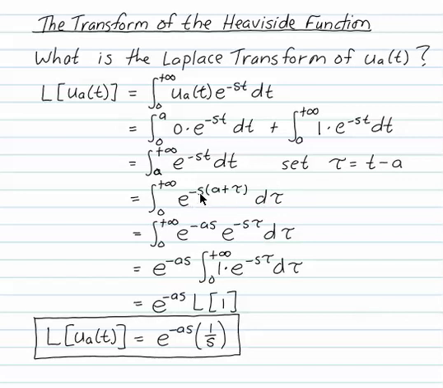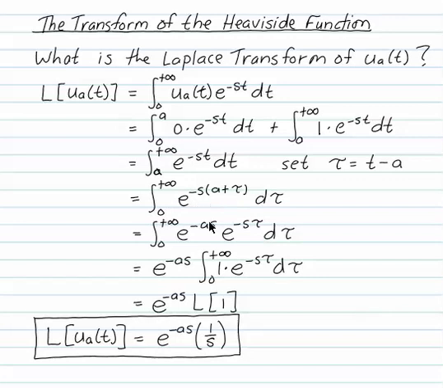e to the minus s times a plus tau. And differentiating, d tau dt is 1. So d tau is equal to dt. I have e to the minus s times a plus tau d tau. But the new limits: when t is a, tau is 0. When t is infinity, tau is still infinity. Now I have the integral from 0 to infinity of e to the minus s times a plus tau d tau.